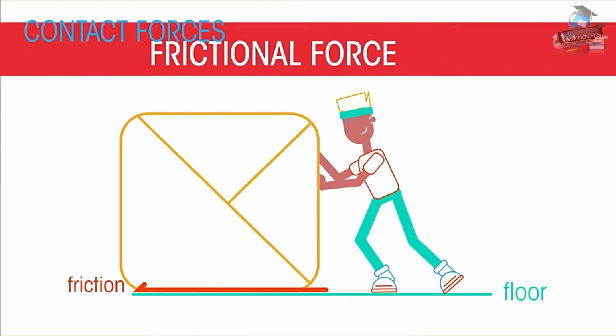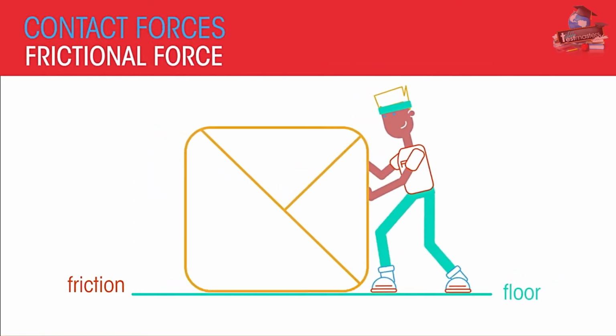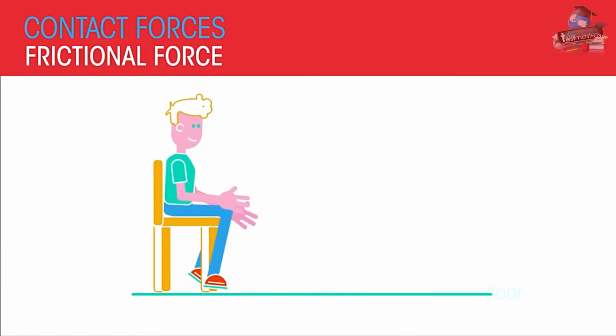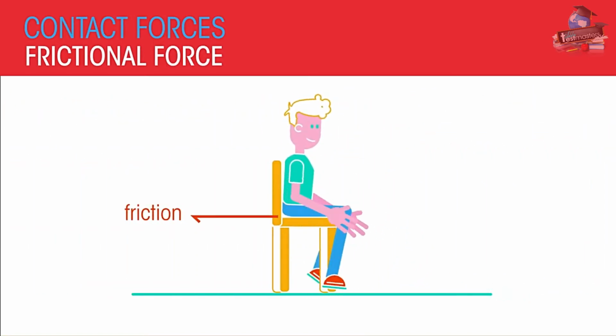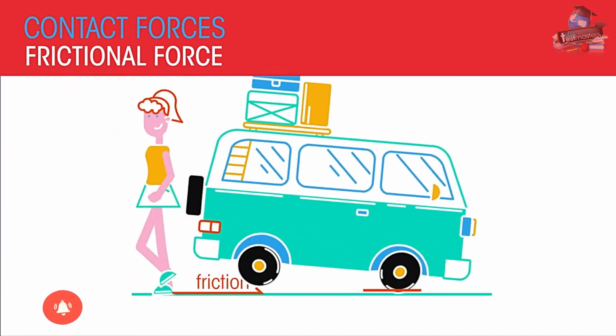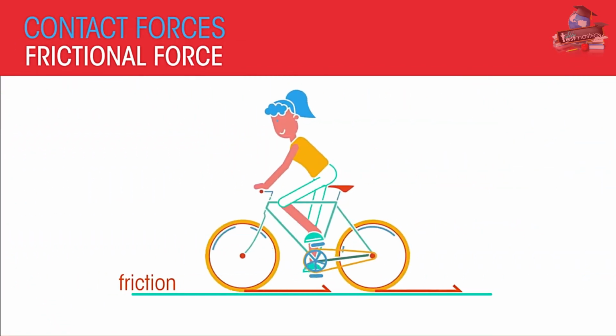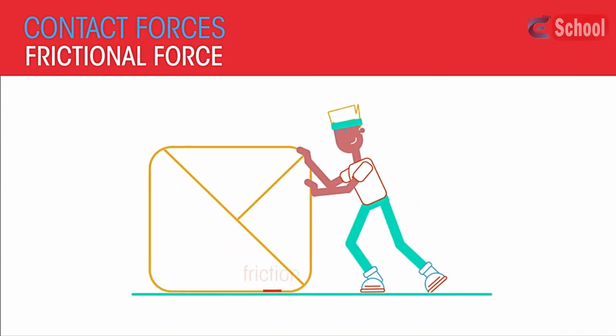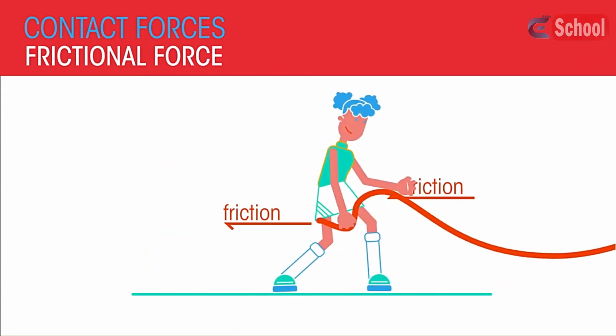Friction exists between two things that move over each other. Sometimes friction is useful, sometimes it's not. Friction stops you slipping off your chair. It stops you falling over when you walk. We rely on friction to slow us down when we're driving a car or riding our bikes. But friction also makes things hard to push and gives us rope burn.